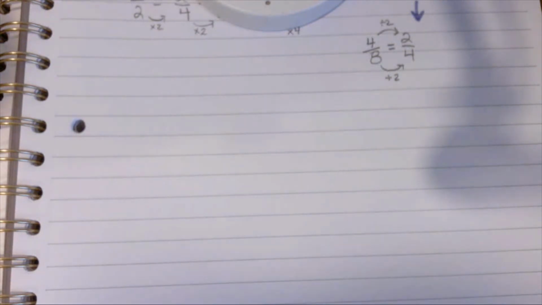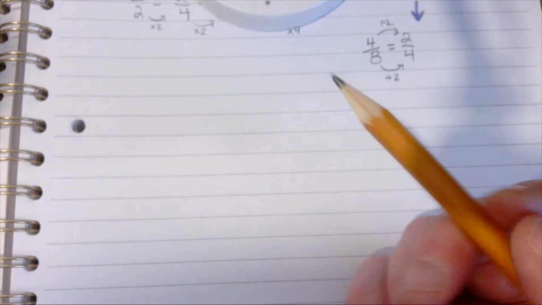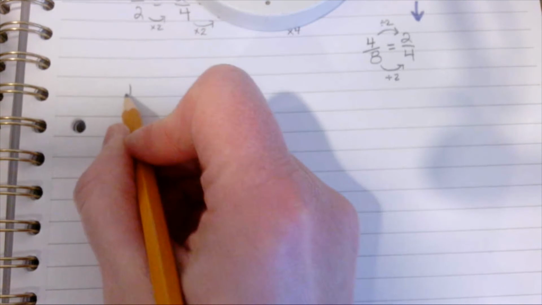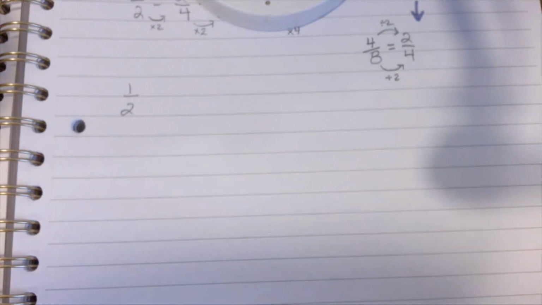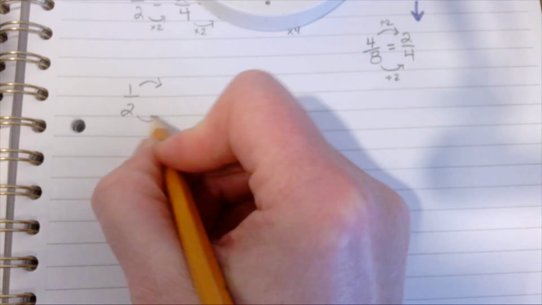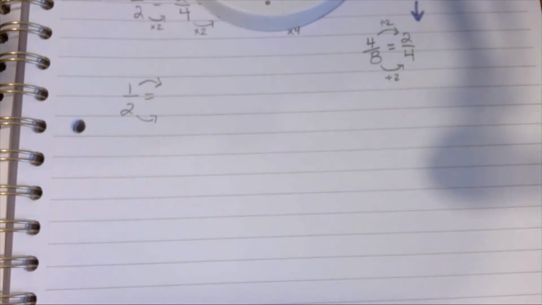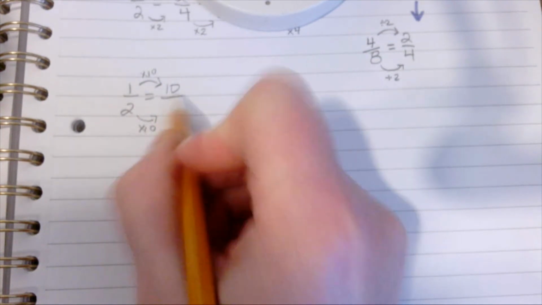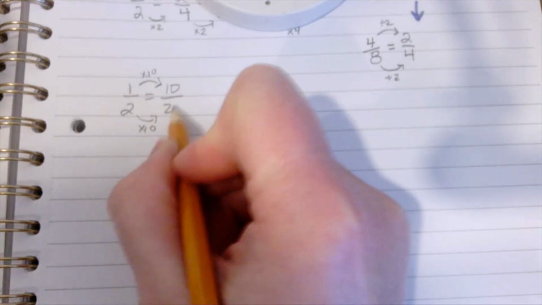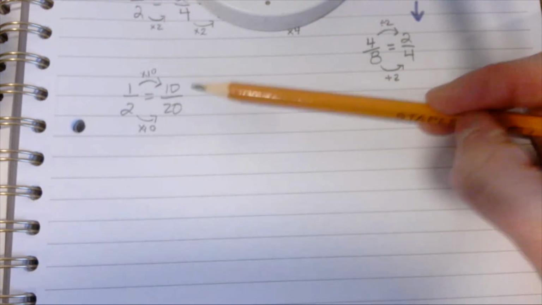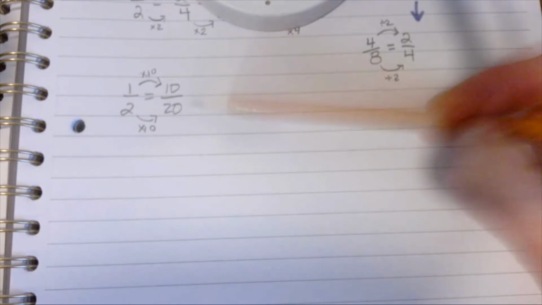The second part is I can make an equivalent fraction by essentially choosing any number that I want. So in this case, if we're still working with our half, to make an equivalent fraction, I can choose to multiply this by any number. So maybe I want to start with 10. 1 times 10 is 10. 2 times 10 is 20. Therefore, 1/2 is equivalent to 10 over 20.